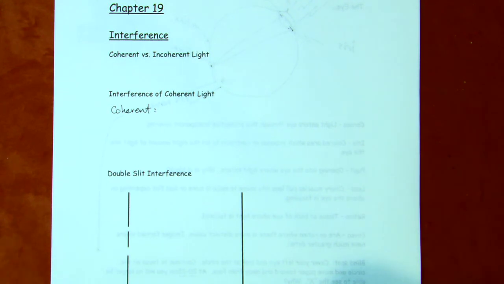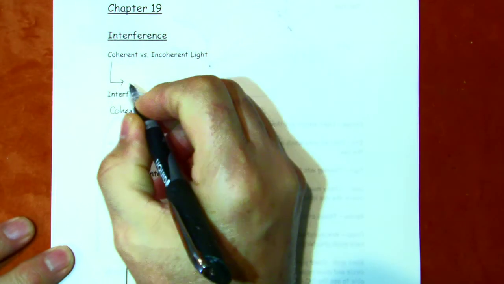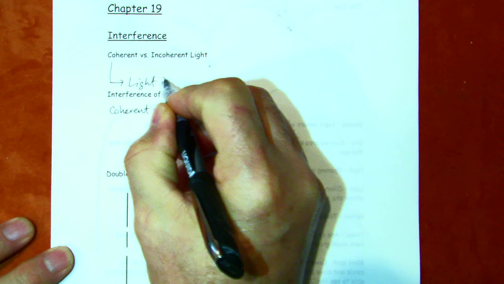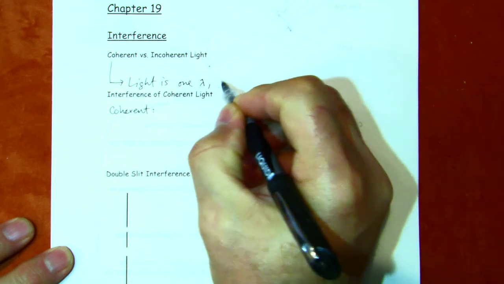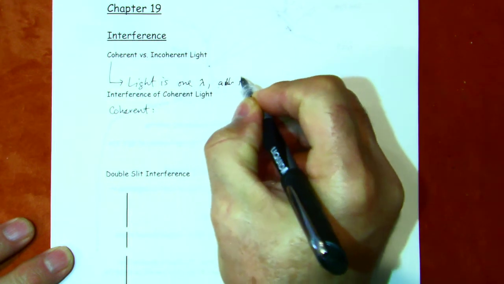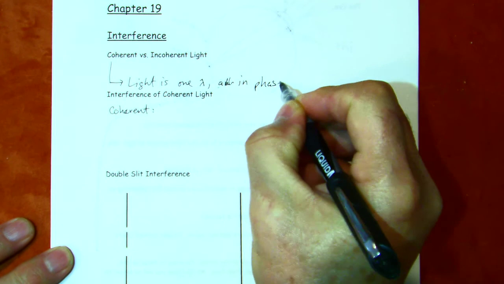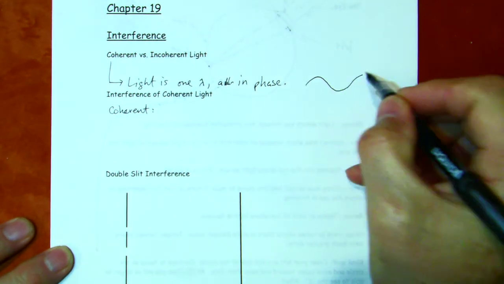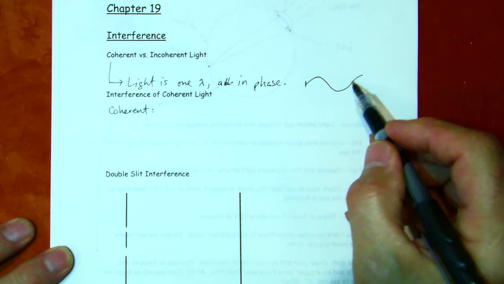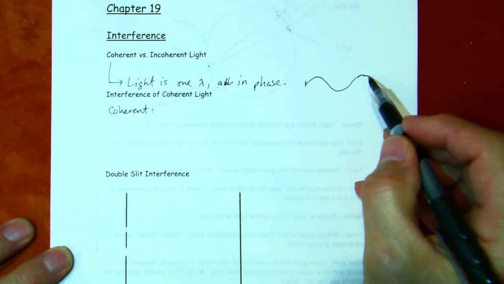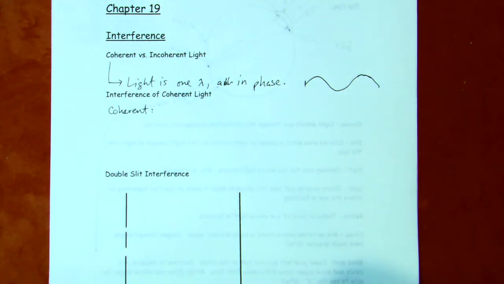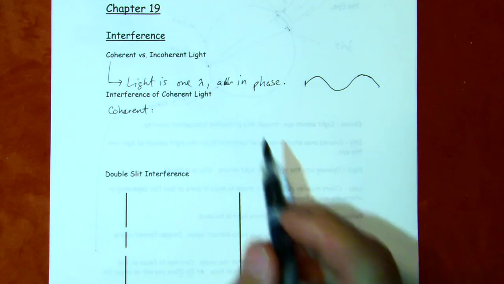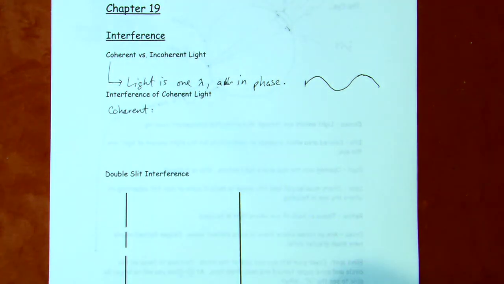This lesson is just going to be on double slit interference. Okay, first of all, let's talk about the difference between coherent and incoherent light, which is pretty important. Coherent light is light that is one wavelength and all in phase. So in other words, you recall what we mean by in phase. They all start at the same part of the wavelength and they travel so that when there's a peak, there's a peak. When there's a trough, there's a trough. They're only one wavelength and they're all in phase.